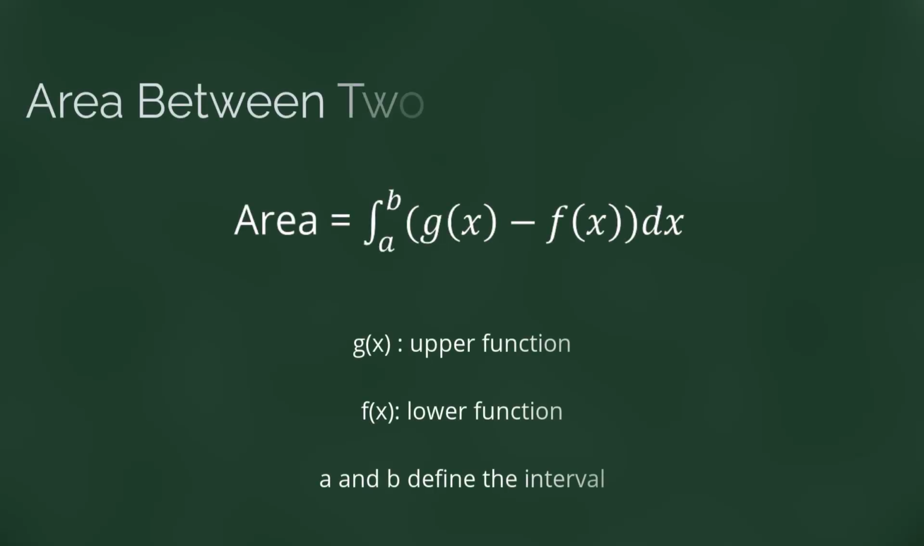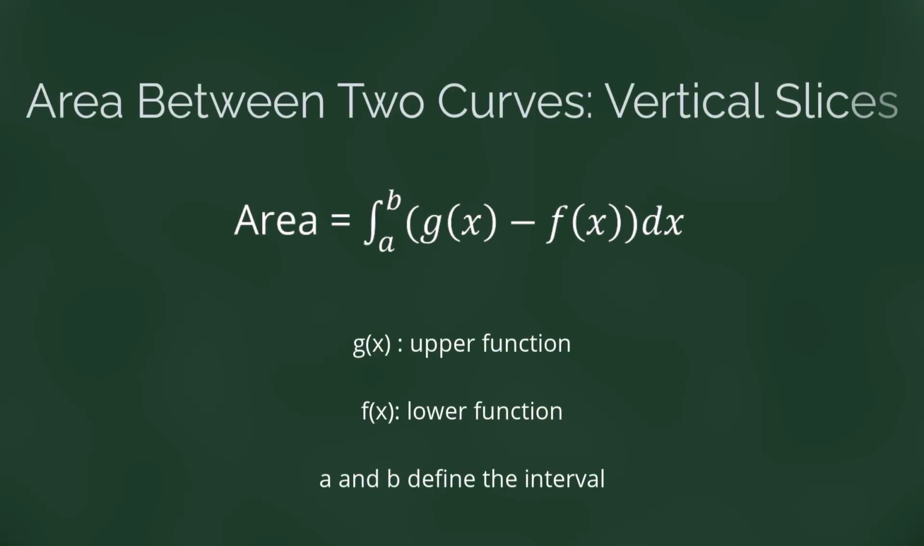Summing all of that up, if g of x is our upper function and f of x is our lower function, and a and b are endpoints that define that interval, we know that the area of the region between g of x and f of x is given by the integral from a to b of g of x minus f of x dx.